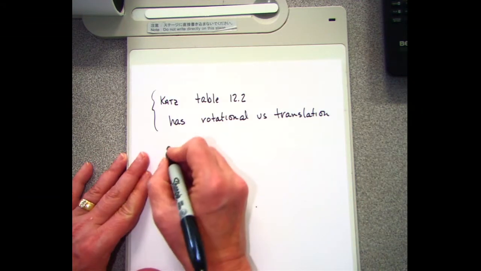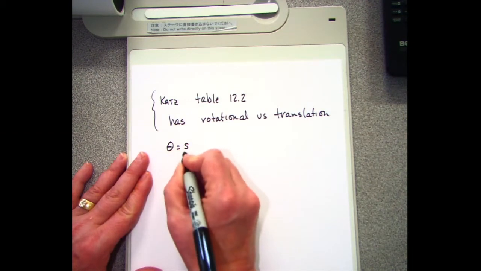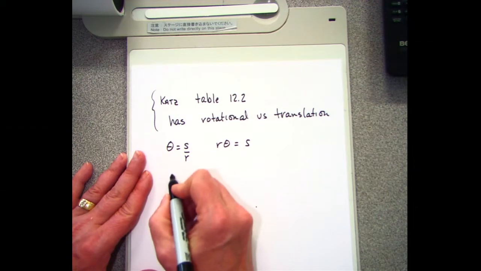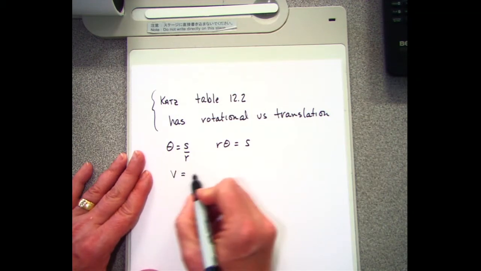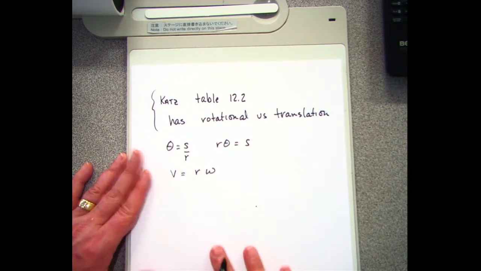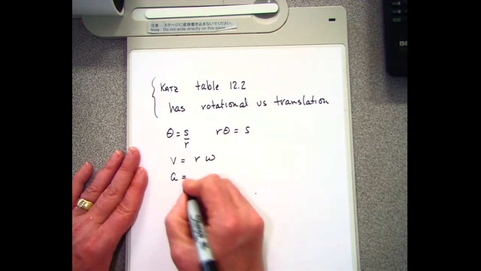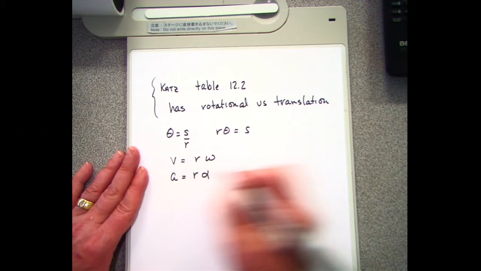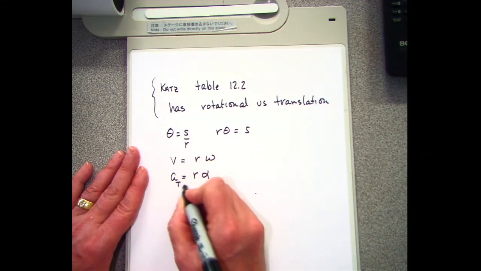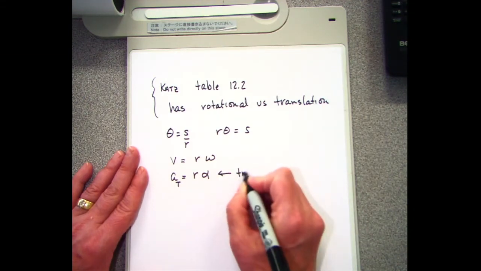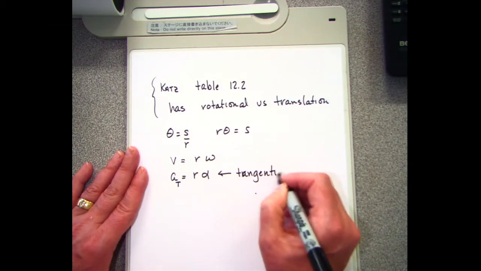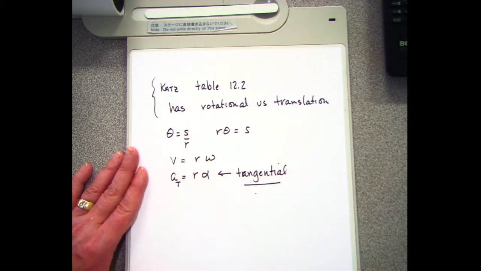And on Monday, we showed that theta was S over R and that R theta was equal to S. We showed that V was going to equal R omega. We showed that A was going to equal R alpha. And this one right here is tangential. That's a key, that it's tangential.